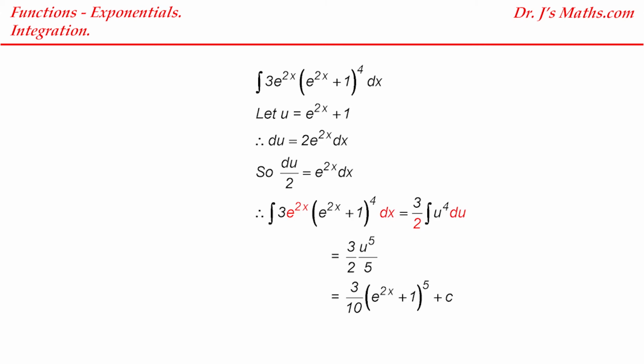We can now substitute into our original integral, because e to the 2x dx, as shown in red, is a half du. So our integral becomes 3 over 2, because the 3 was in there as a decoration, 3 over 2 the integral of u to the 4th du, which integrates to 3 over 2 u to the 5th over 5, which, tidied up, is 3 over 10, replace the u with what we defined it to be, e to the 2x plus 1 to the 5th, plus the constant.